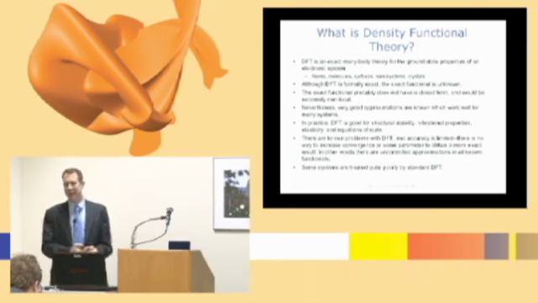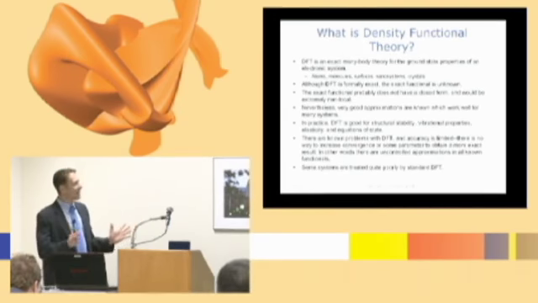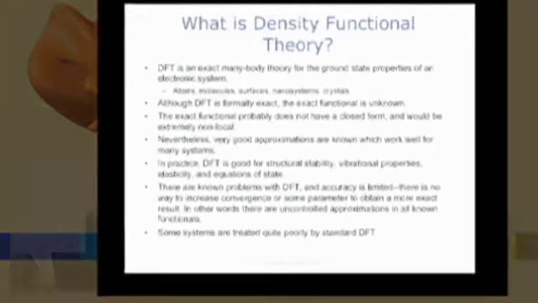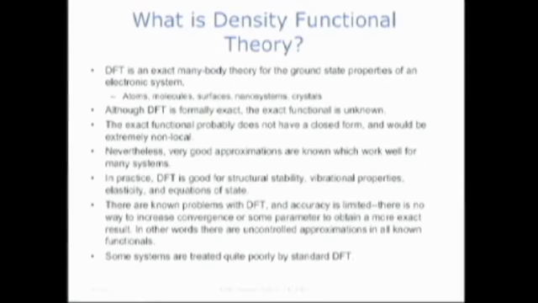Sometimes people call DFT a single particle theory. It's not. It's an exact many-body theory. Okay, so DFT is an exact many-body theory for the ground state properties of any electronic system. And it deals with anything, atoms, molecules, surfaces, nanosystems, whatever. Although it's formally exact, and I'll even show you an equation for the exact way to do DFT, the exact functional that's usable is not really known. Okay, so we have approximations, and I'll talk about some of those approximations and about how well they work.